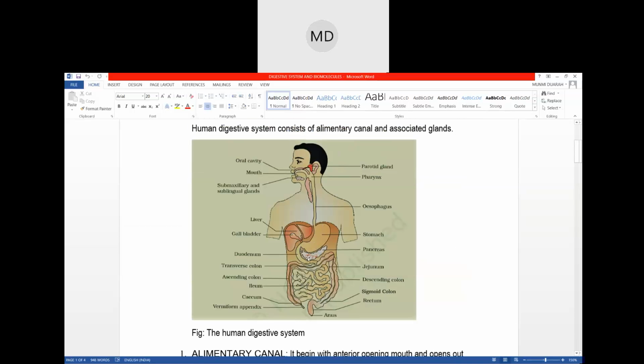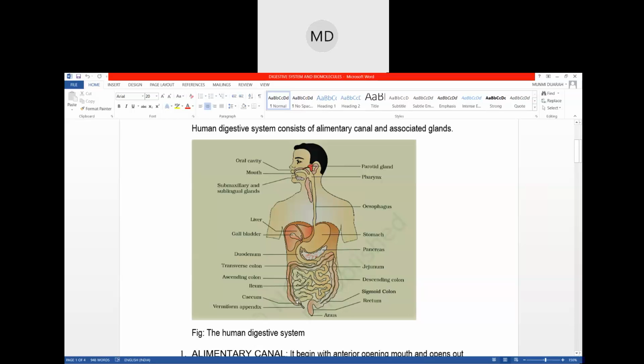And the small intestine is divided into three parts. First is the duodenum. Here the small intestine starts. Then comes the jejunum, and then comes the ileum. So the small intestine is divided into three parts: duodenum, then the middle portion is the jejunum, and then this portion is the ileum. So this is the small intestine.